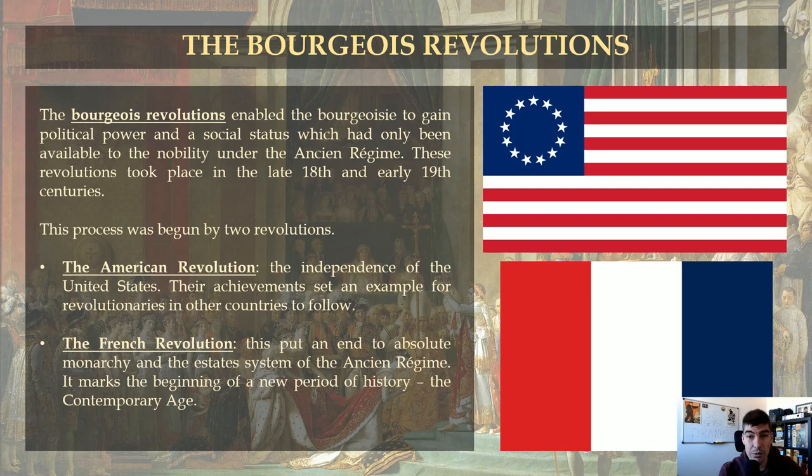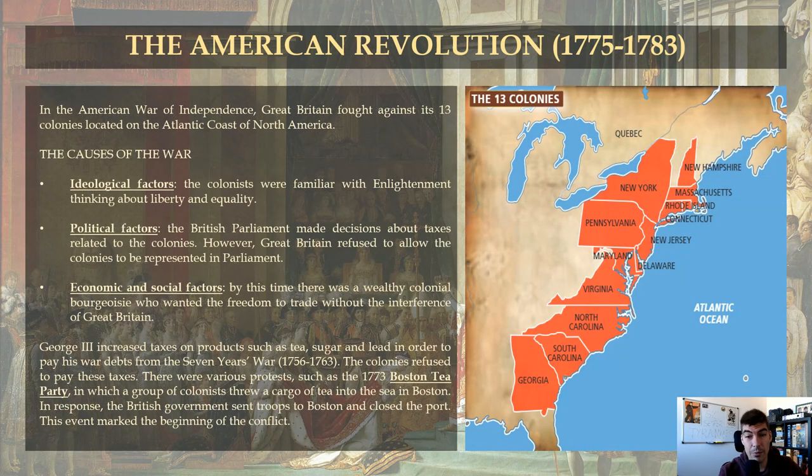We are going to talk about two revolutions: the American Revolution, whose consequence was the independence of the United States, and the French Revolution that put an end to the Ancien Régime in France. So let's start with the American Revolution, from 1775 to 1783. This American Revolution, also called the American War of Independence, was one in which Great Britain fought against its 13 colonies on the Atlantic coast of North America, which became the first 13 states of the United States.